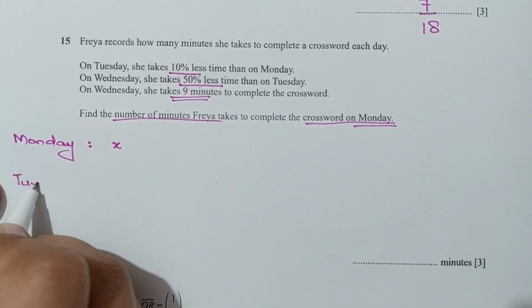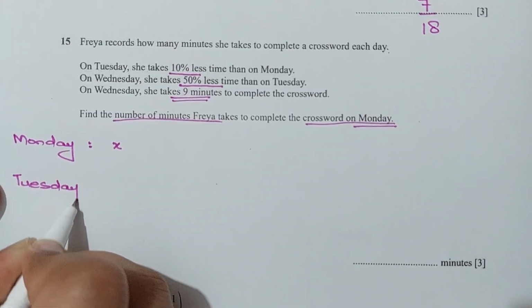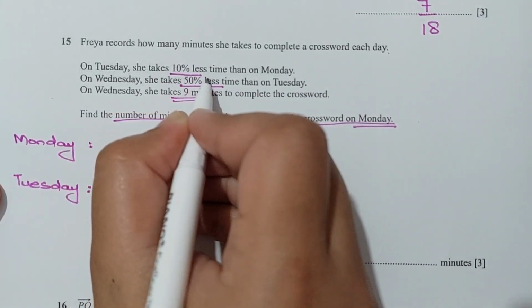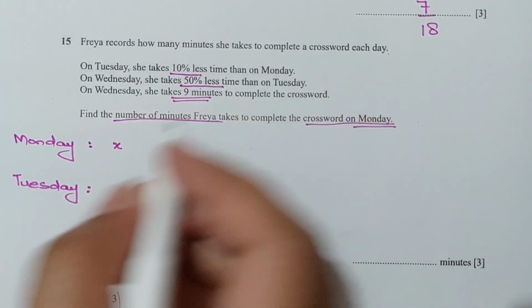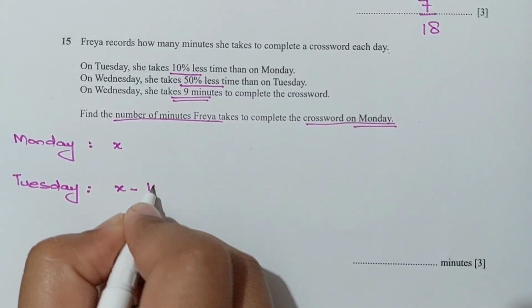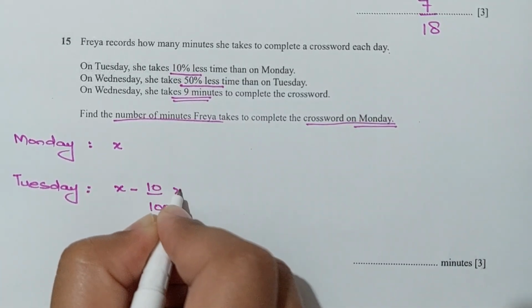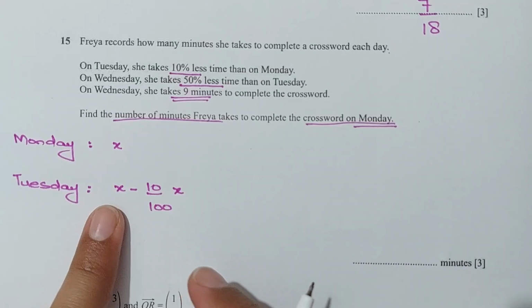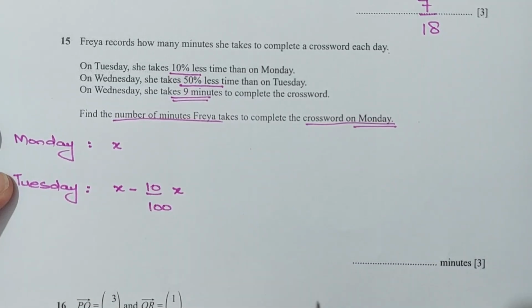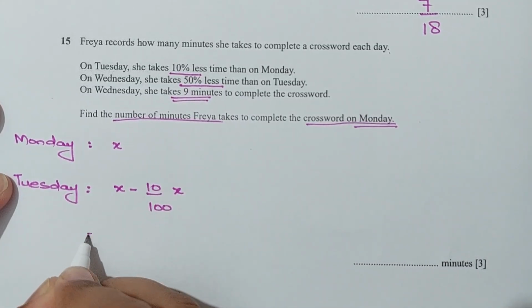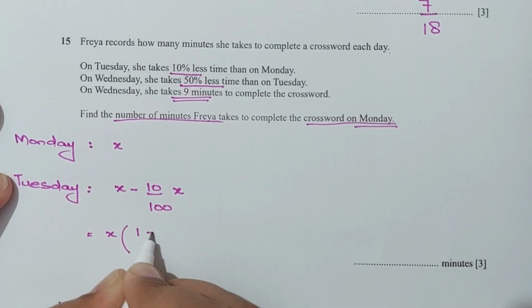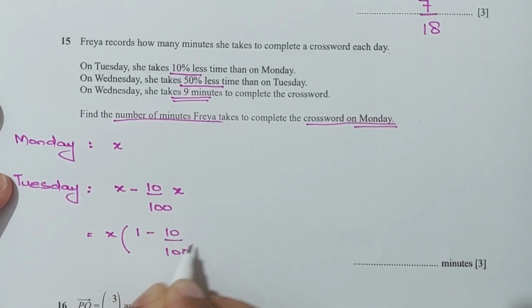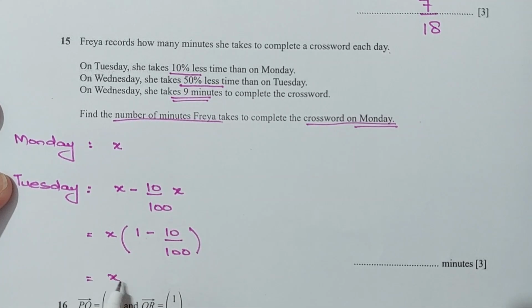Now on Tuesday, 10% less time than on Monday. From the Monday time, subtract 10% of the time spent on Monday. So x is common. We have 1 minus 10 over 100. Now x is common. We have 100 minus 10, which is 90 over 100. From 100 take away 10, right?